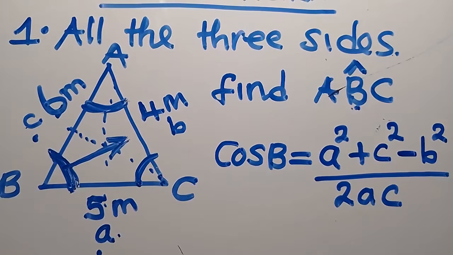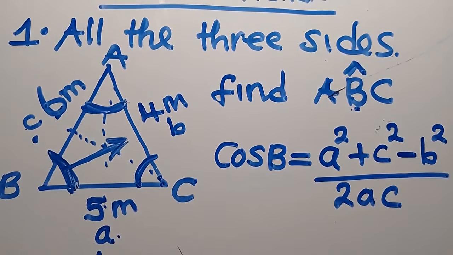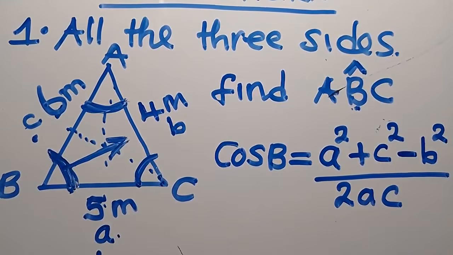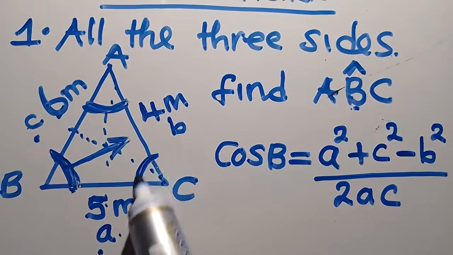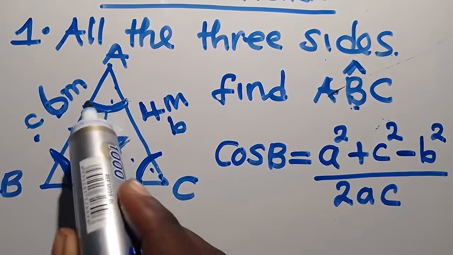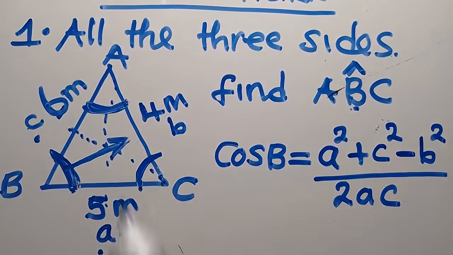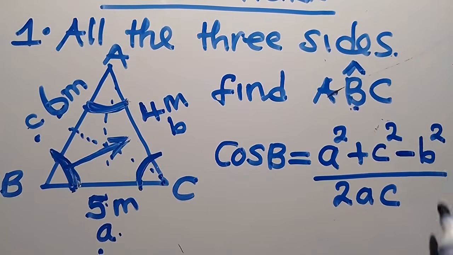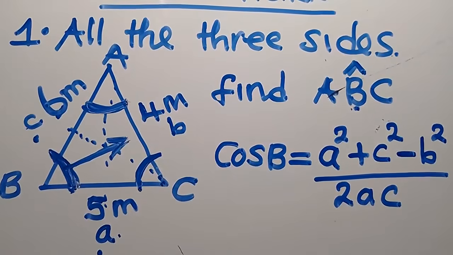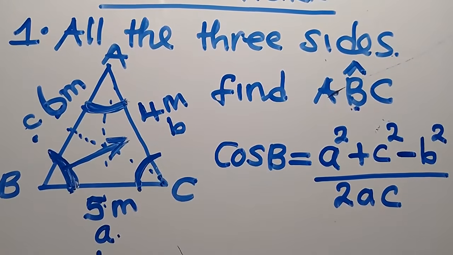In this case, we are finding B. So I want you to pay much attention to this. I'm going to give you angle C and angle A, and you are going to find those two angles. So I want you to understand this part clearly. The way I'm doing it, I want you to get the concept.